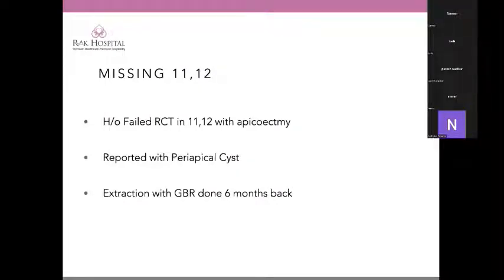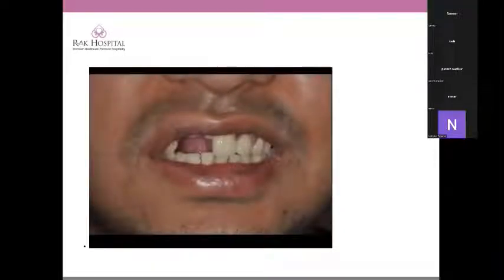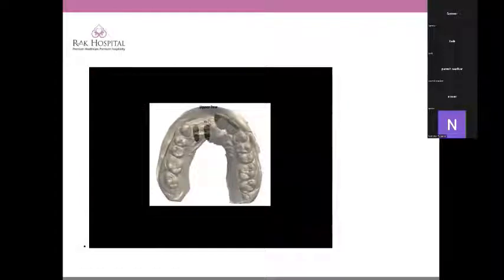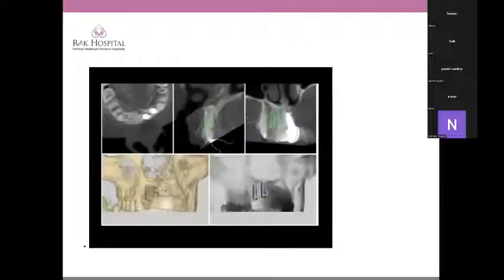Another case, a patient reported with a couple of missing teeth in the front. Here, I did some bone grafting 6 months back, and then the patient underwent a scan again, and a digital model was made. This is the patient's actual picture. You can see on the right side a couple of teeth are missing. This is the scan of the patient's dentition. Virtual placement of implants has been done here.